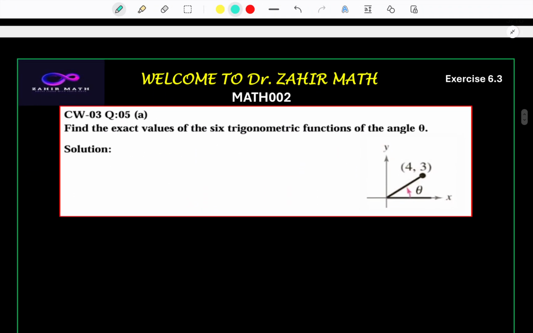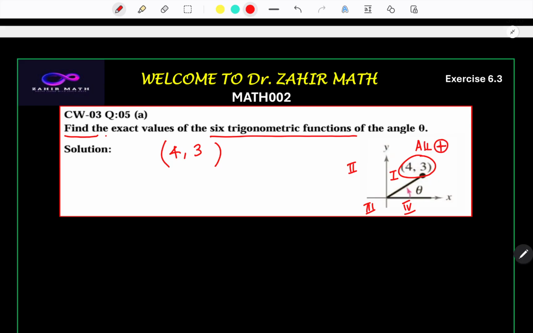Same question again, repeating. So what's the question? Find the exact values of the 6 trigonometric functions. Instead of giving the coordinates, they have given the point here in the picture, which is 4, 3. Same idea. Which quadrant is this one? First quadrant, second quadrant, third quadrant, and fourth quadrant. So this is the first quadrant. So all your answers must be positive, right? Yes. So this is your x, this is your y.